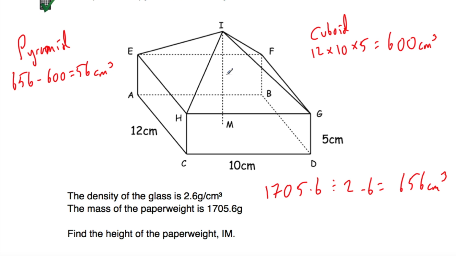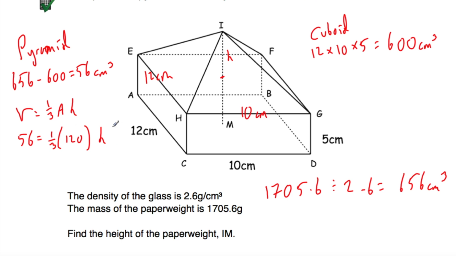So let's consider just the pyramid now. If we say that that's the height of the pyramid, I'm just going to call that H. And we've got this pyramid, which has got here, this length is 12 centimeters. This length here is 10 centimeters. And we've got the height of the pyramid, which is H centimeters. The volume will be equal to a third the area of the base times the height. So the volume is 56, and that's equal to a third times the area of the base. The area of the base of the pyramid, 12 times 10 is 120, so it's 120 times the height H.